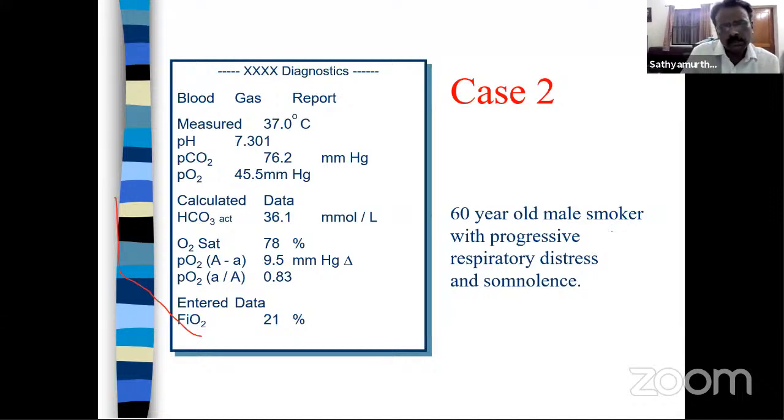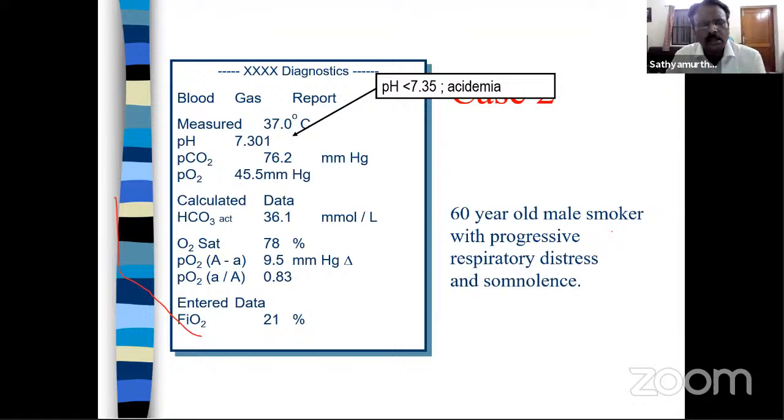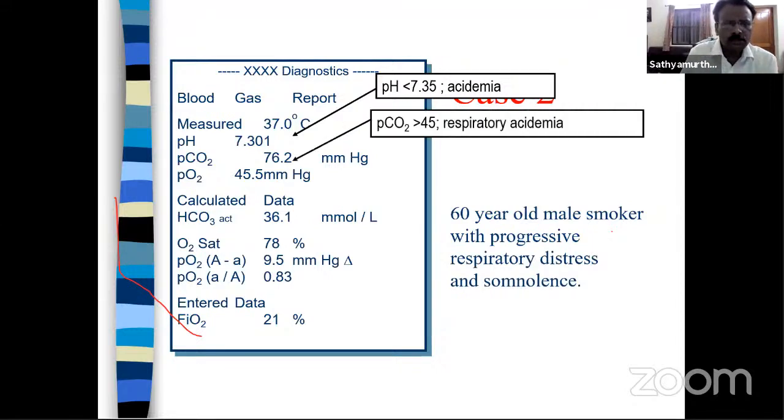So what is the next step I do? I have to ascertain whether it is metabolic or respiratory. Let me look at the PCO2. The partial pressure of carbon dioxide is 76. That is measured by the machine. So I know it is more than 40. That means it is respiratory acidemia. Now, once I do that, next I have to check whether it is acute respiratory acidemia or chronic respiratory acidemia.